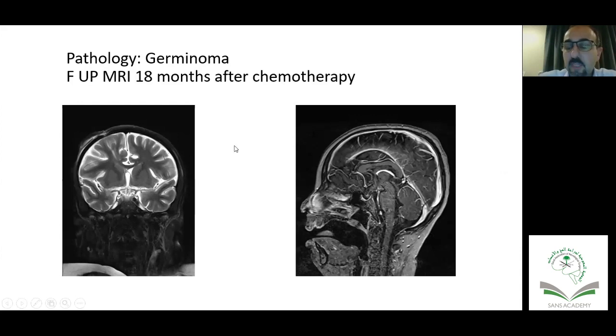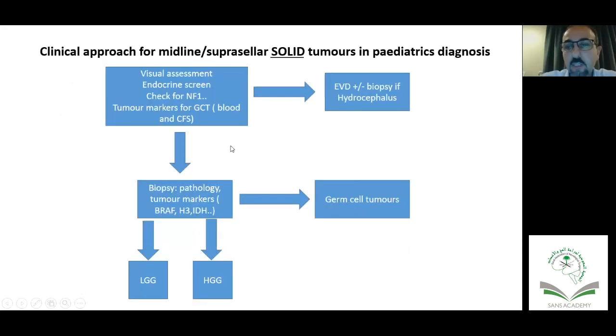So remember the differential diagnosis in midline suprasellar lesions now. And this is the way I approach them. If you have a child with a solid tumor in the midline suprasellar region, assess his vision and endocrine function, check for NF1 or cafe au lait spots, and send the tumor markers for germinoma, germ cell tumor. Then if there's hydrocephalus, try to get a biopsy with the EVD, an endoscopic biopsy at the same time as you put in the EVD.